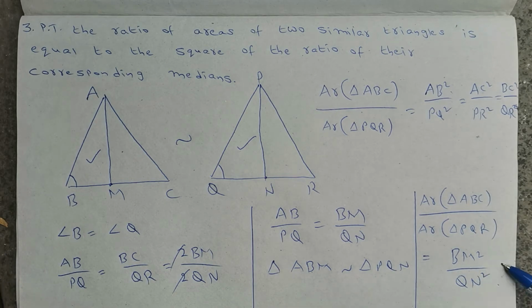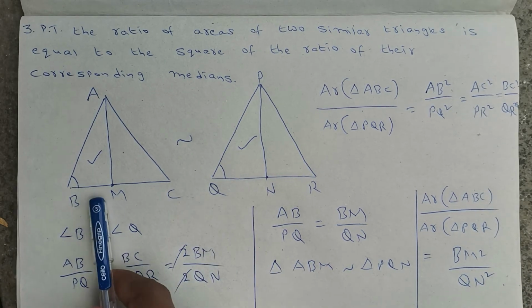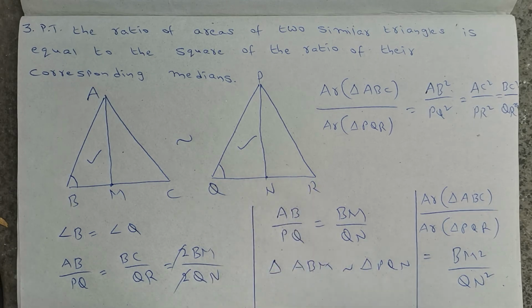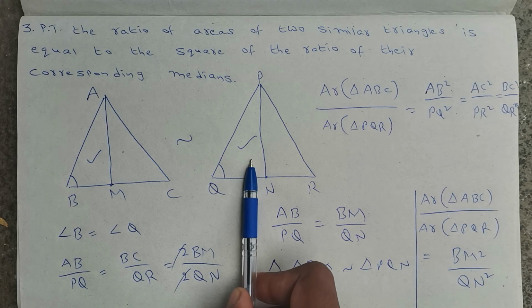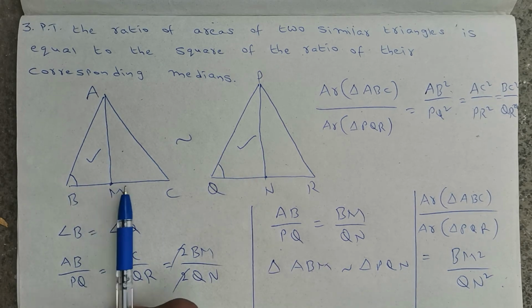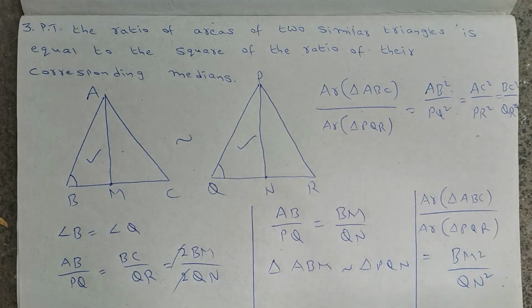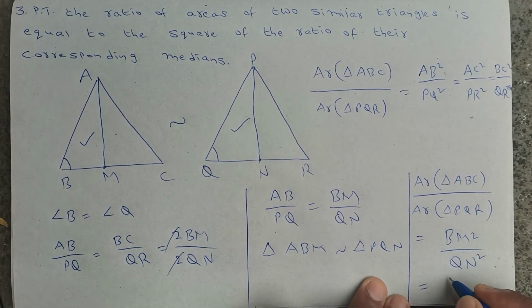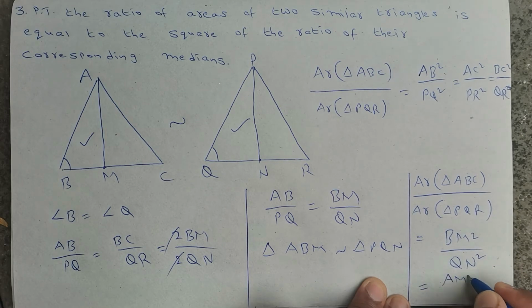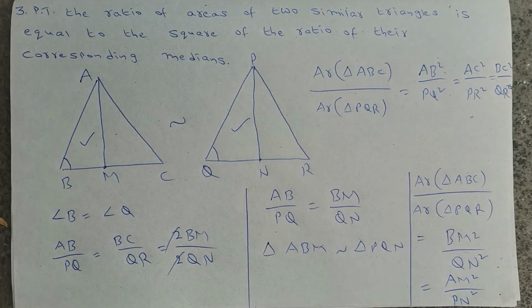Next, here if you observe, BM and QN are basically the bases. So these two triangles are similar to each other. So obviously we can say corresponding sides all are in the same ratio. So instead of BM by QN we can write AM by PN, which is also equal to the medians AM square divided by PN square.